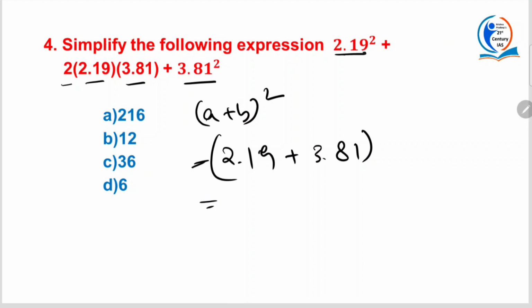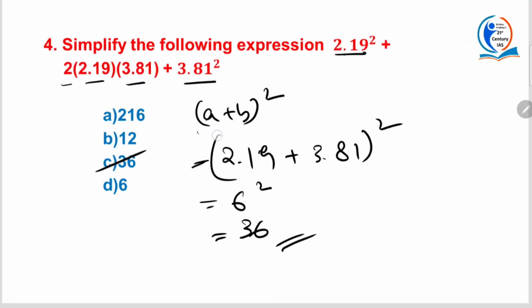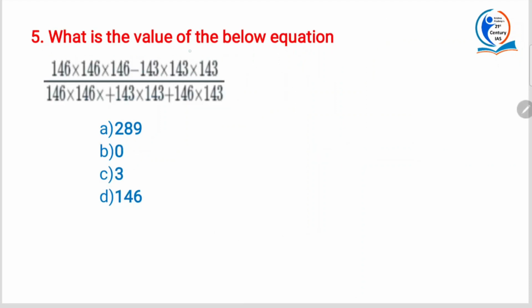Okay, so 2 plus 3 is what? 5, and 0.19 plus 0.81 is what? 1. So 5 plus 1 is 6. So 6 square is equal to 36. So 36 is the answer. Alright. Now, if you do not know this formula, what will you do? You will start multiplying and then adding. So that's why I told you in the first question, you will have to be thorough with certain basic formulae. Okay. Now, what is the value of the below equation?